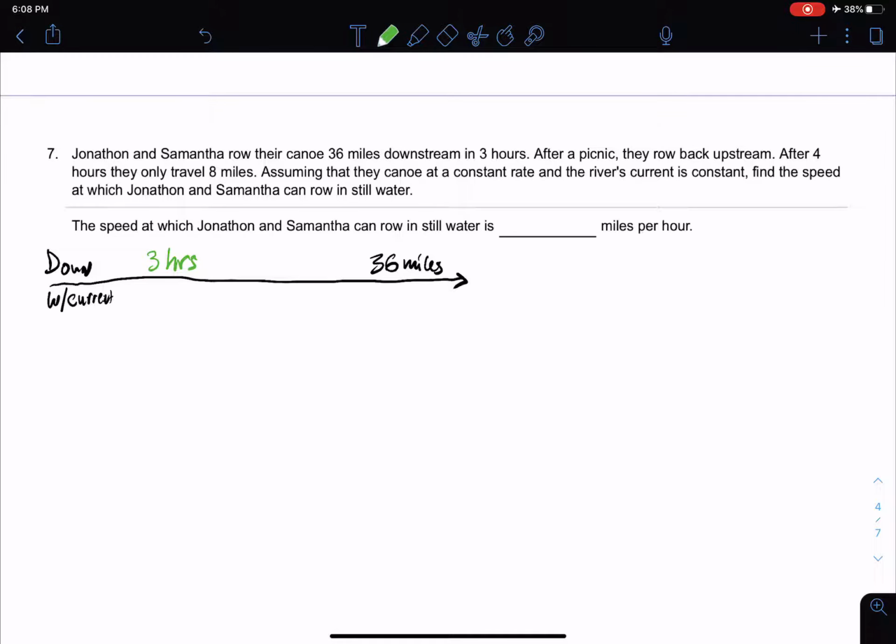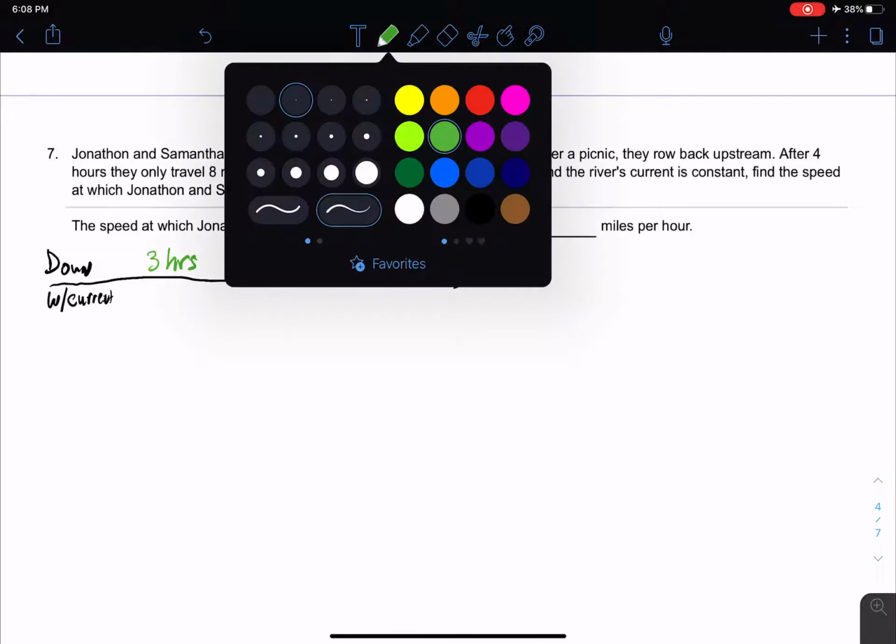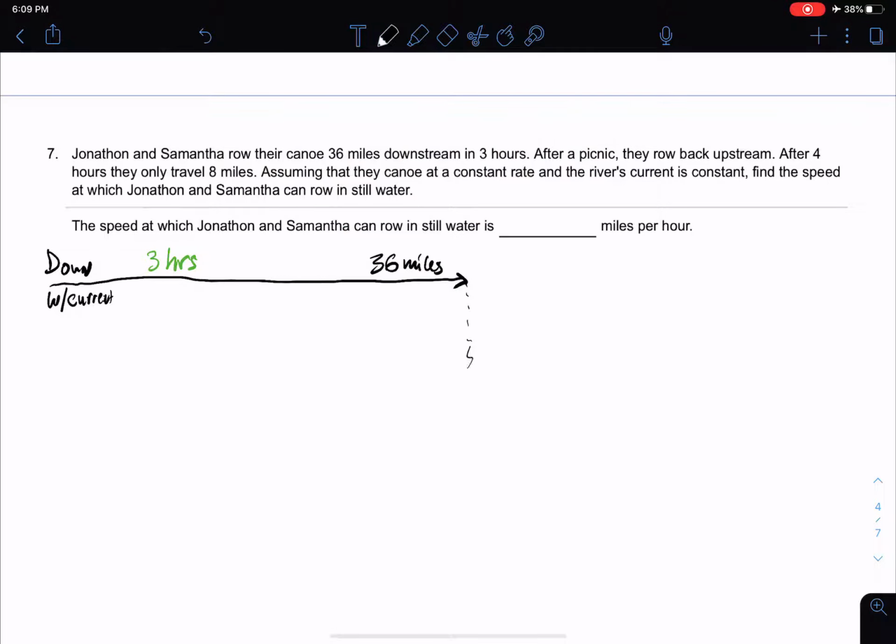Then what happened? They started rowing back upstream. Now, upstream is against the current, and we know that is always going to be harder. So now they're going upstream, and some bad things start to happen. After 4 hours, they only travel 8 miles. Remember, time is green, so after 4 hours, they only traveled 8 miles.